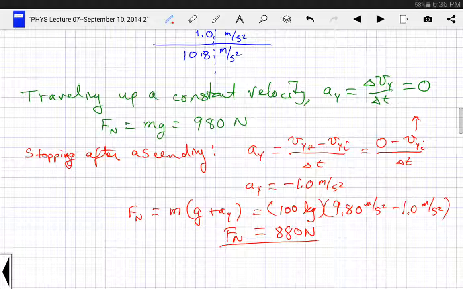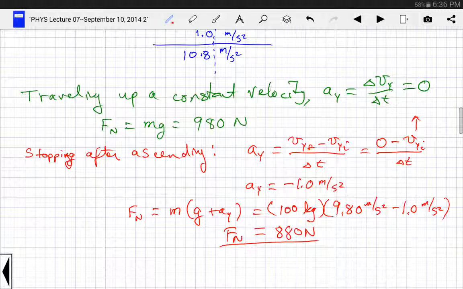Notice that when it starts going up, the man is receiving a larger force normal than he does when he's stationary. So we would say he weighs more when the elevator is starting up. When it's moving at constant speed upward, he weighs his normal amount. When it's going up and stopping, then he's going to weigh less than his normal amount.